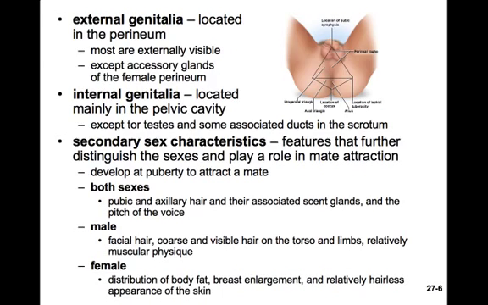The secondary sex characteristics are features that are going to distinguish the sexes and play a role in mate attraction. Most of them develop at puberty. In both sexes, that would be the axillary hair and associated scent glands, as well as the pitch of the voice. In the male, at puberty, we see facial hair development, coarse and visible hair on the torso and limbs, and a relatively muscular physique, whereas the female will see a distribution of body fat, breast enlargement, and relatively hairless appearance of the skin.